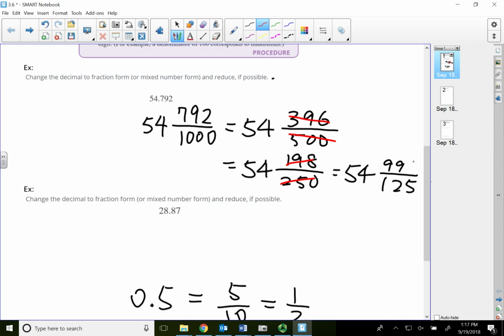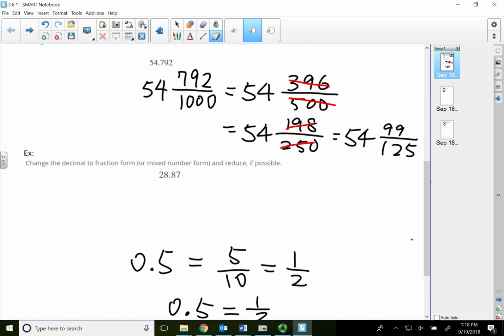Can 99 be reduced? 99 is 9 times 11. Maybe I can reduce by 9. Let's check it out. 125 divided by 9, no, that doesn't work. So that's my answer: 54 and 99 over 125. Just got to keep on reducing. I reduced by 2 twice, so that means I could have reduced it by 4, using divisibility by 4.